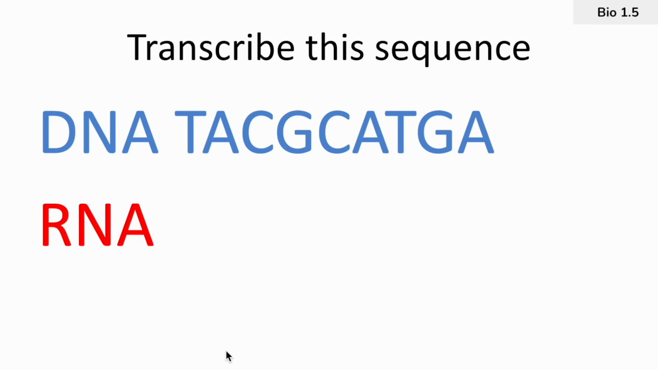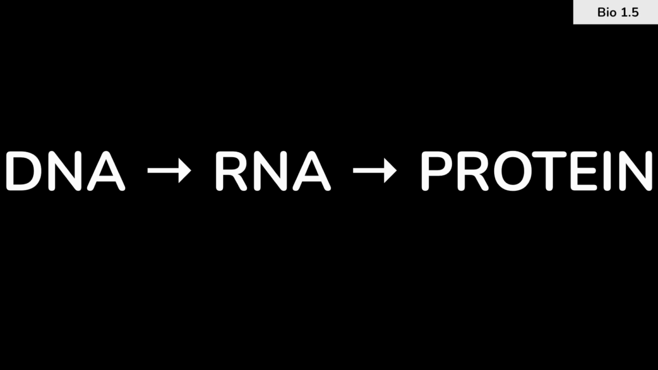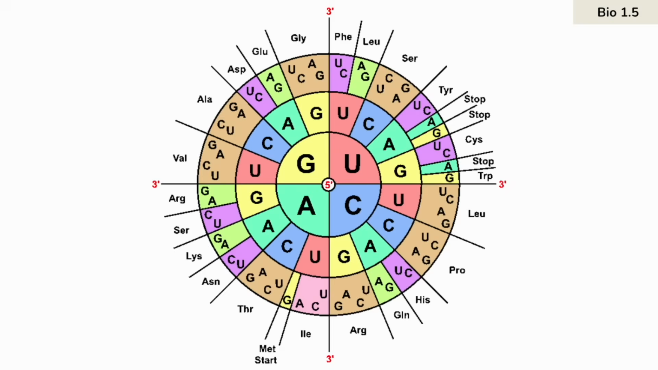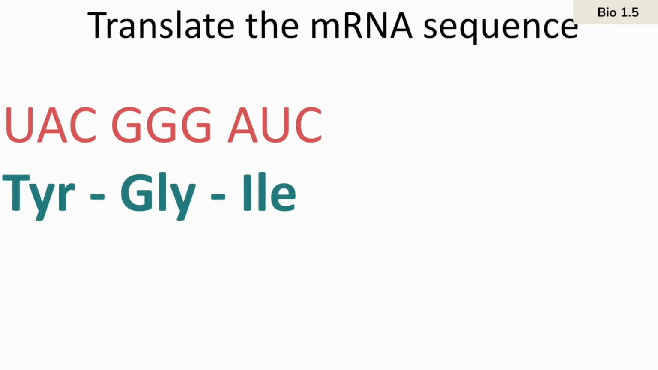The correct RNA from this DNA sequence is shown here. In order to figure out which amino acids are going to match up with each set of 3 bases, we'll use what's called a codon chart, and it can look either like this or like this. So let's practice with the circular one first. So we have an mRNA sequence. If you want to pause the video and try to figure out which amino acids are going to match up with each of these codons, go ahead. The correct answer is tyrosine, glycine, and isoleucine.